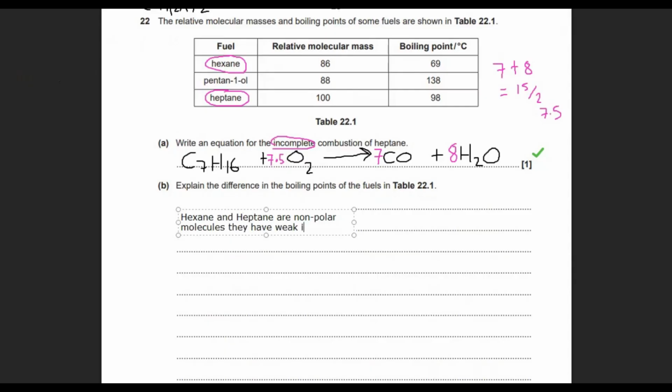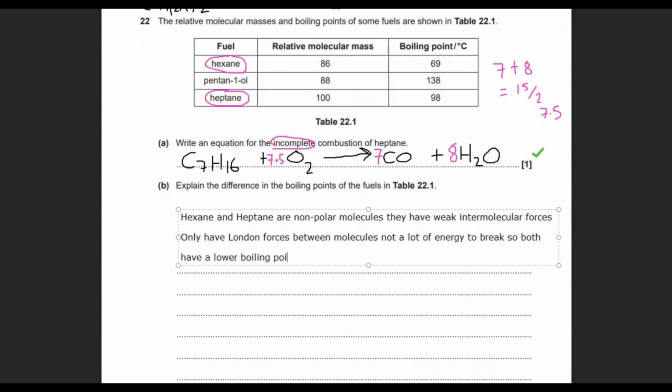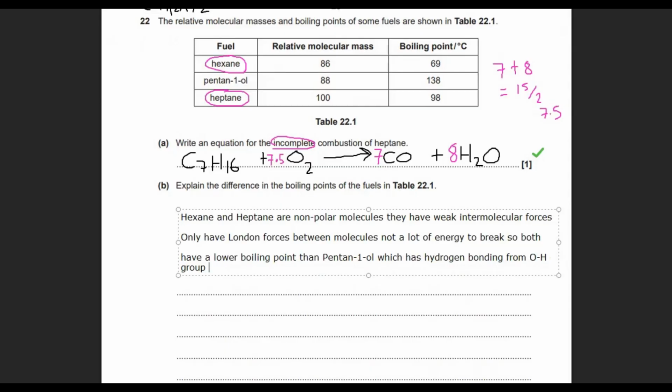Explain the difference in the boiling points of the fuels in table 22.1. So you should have gone through this already. I've circled hexane and heptane. They're both alkanes. They're just made of carbon and hydrogen. They're going to be non-polar because there's not a big difference in electronegativity on the Pauling scale between carbon and hydrogen, so you don't get dipoles formed. But you do get random instantaneous dipoles from the random movements of electrons, right? Instantaneously forming and breaking every second. Millions of them. And these will mean that there are some forces between hexane molecules or between heptane molecules.